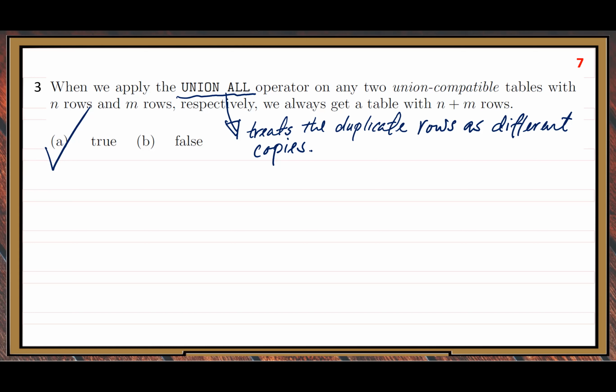Because we treat those tables as multisets. Not sets, multisets. In the multisets, the elements with duplicate values are treated as different copies. So for that reason, the total number n plus m, the sum of the total number of rows in these two tables, because duplicates are not eliminated for the multisets. Okay, all right.